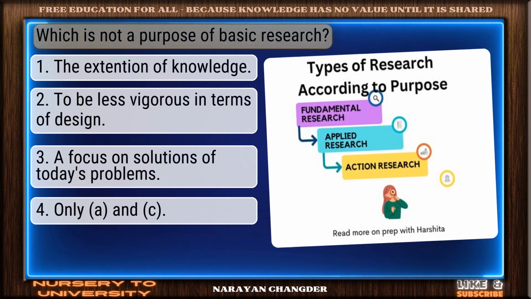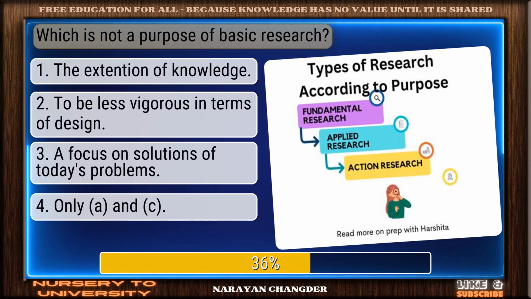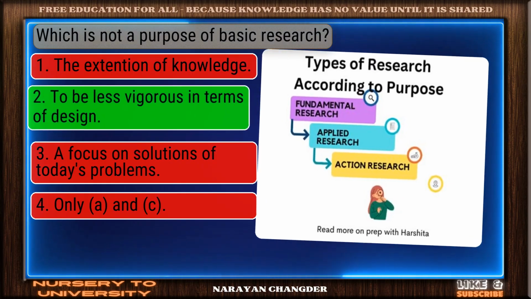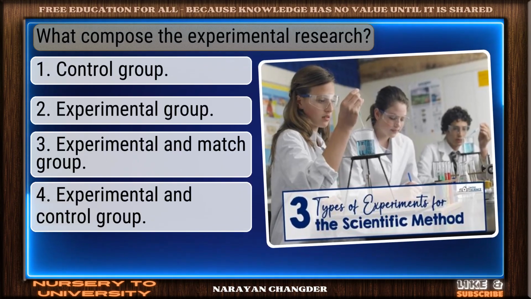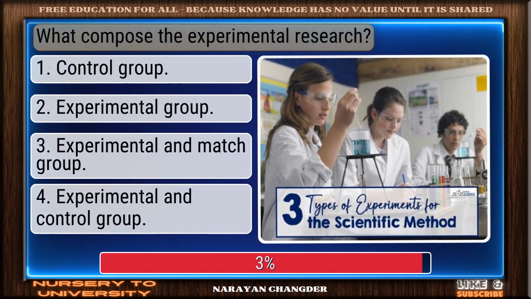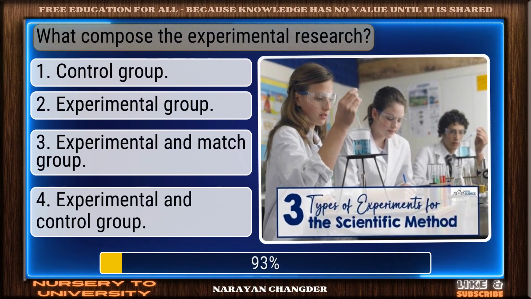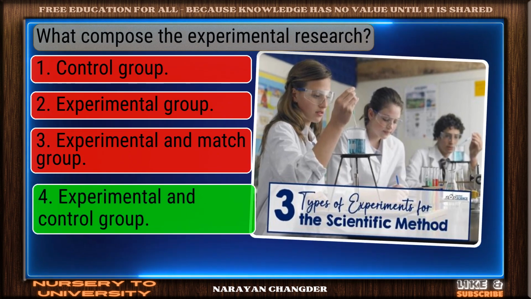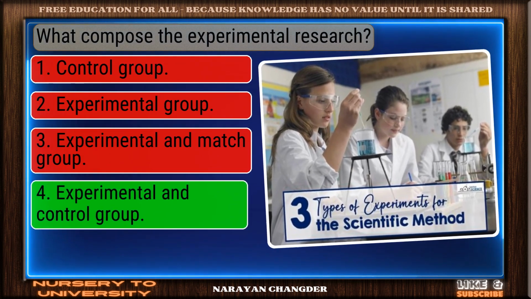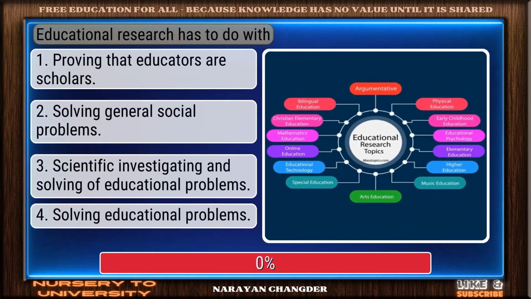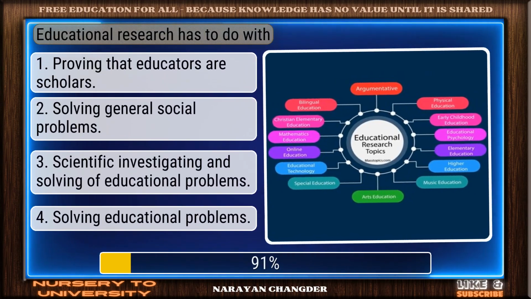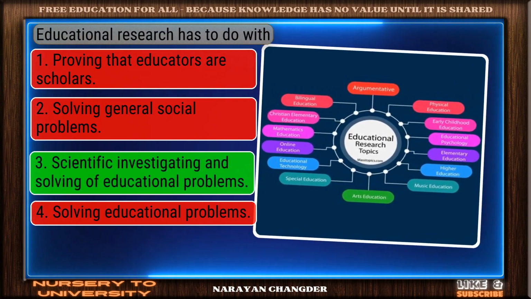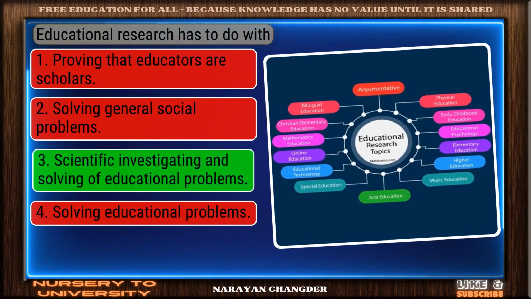Which is not a purpose of basic research? Valid point. To be less vigorous in terms of design is true. What composed the experimental research? Good job. Your answer experimental and control group works well here. Educational research has to do with Well reasoned. Scientific investigating and solving of educational problems is the correct choice.